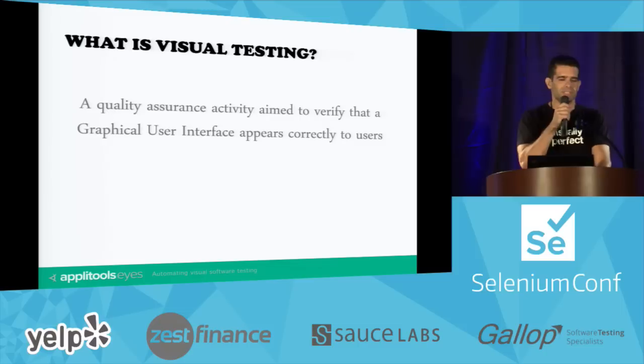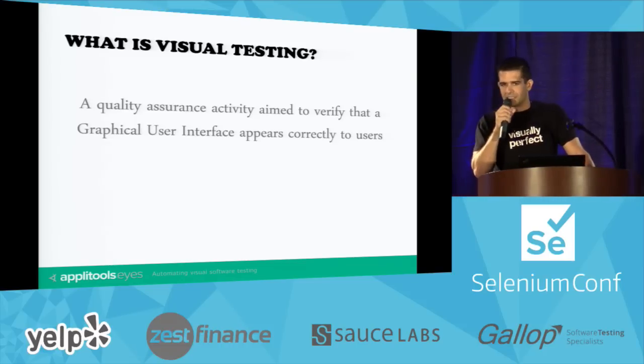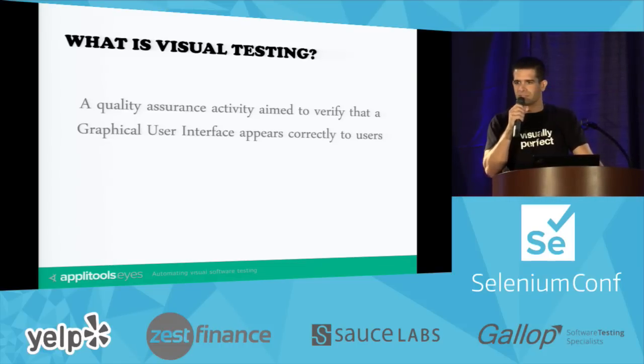We want to make sure that each UI element appears in the right color, shape, position, and size, that it doesn't overlap or hide any other UI element. And this type of testing has become increasingly difficult to perform in recent years, mainly because of the explosion of browsers, devices, operating systems, and screen resolutions that our applications are expected to run on.